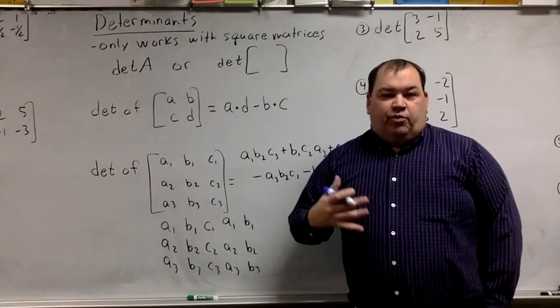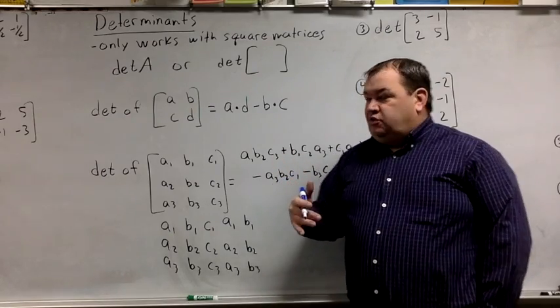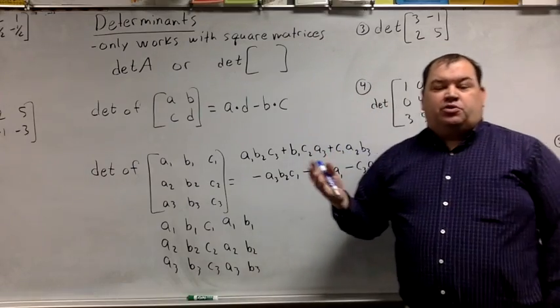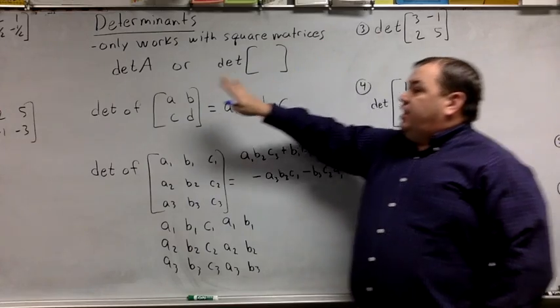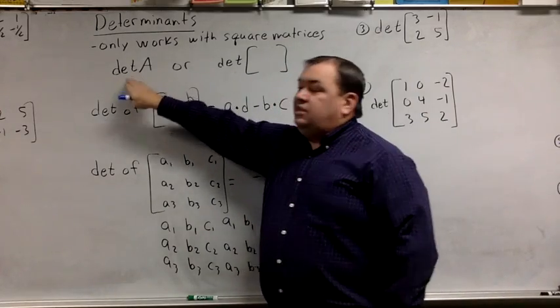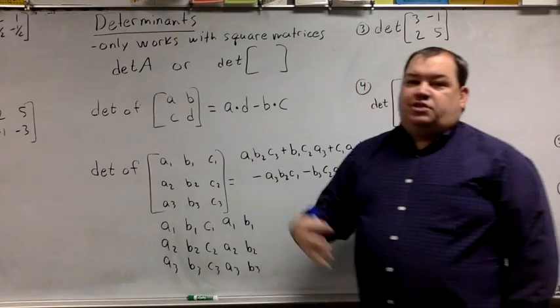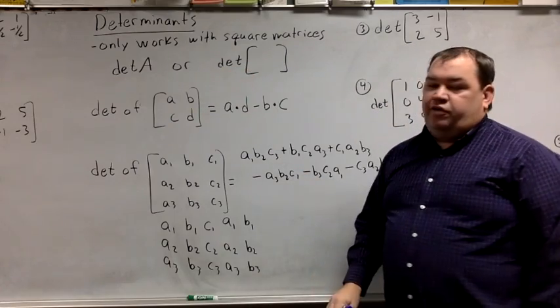So the first skill that we need before we get to actually finding these matrix inverses is an idea of a determinant. Now, a determinant only works with square matrices. Everything we've done today has to do with square matrices. And here's your notation. It's DET, which is short for determinant, and our capital A, which stands for our matrix, or if they give you the matrix and put DET in front of it.